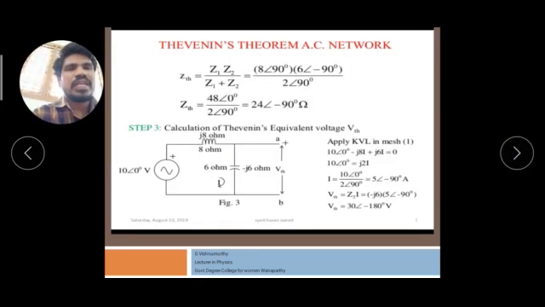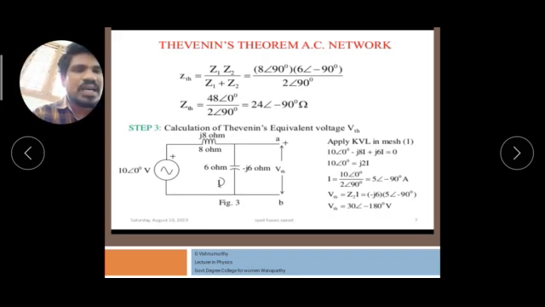So that's why we will calculate ZTH is equal to Z1 Z2 by Z1 plus Z2. Therefore we will calculate ZTH is equal to 24 ∠ -90 degrees. After we calculate the Thevenin resistance, step 3 involves the Thevenin equivalent voltage VTH.